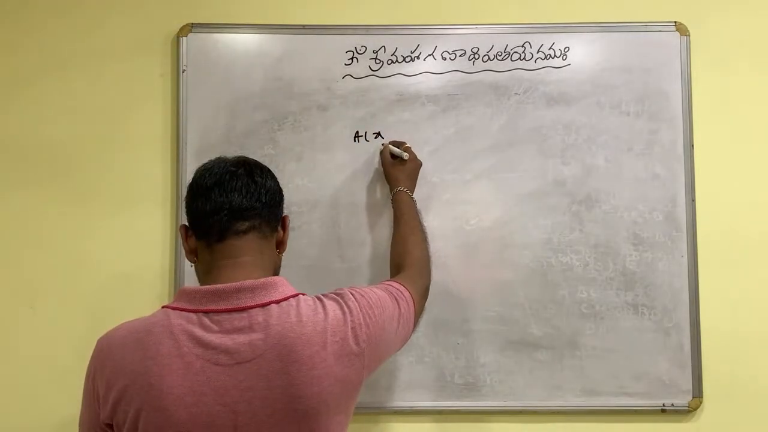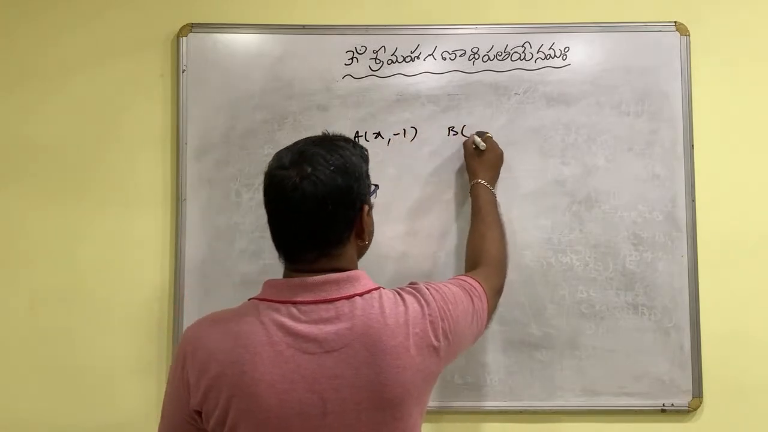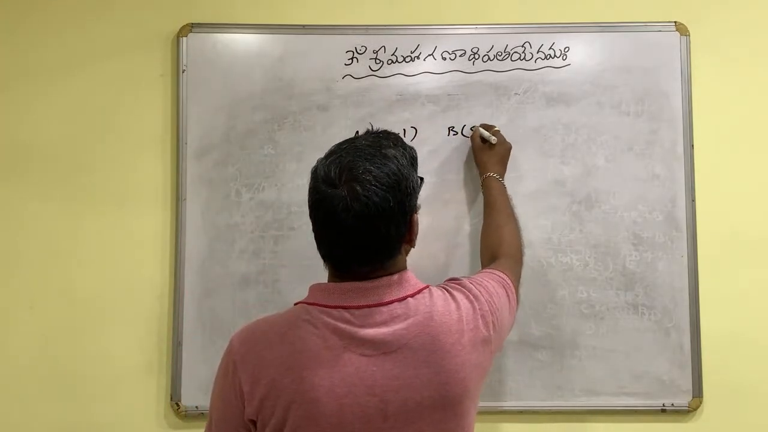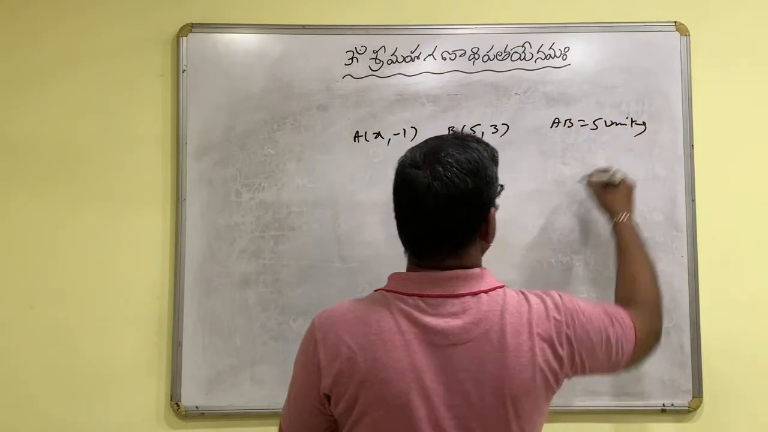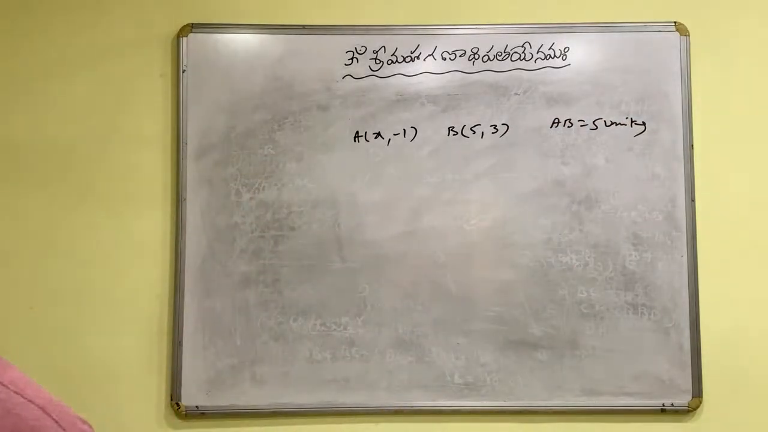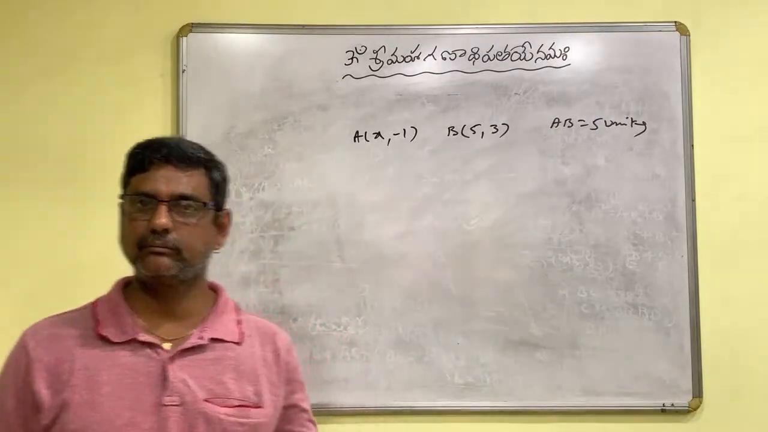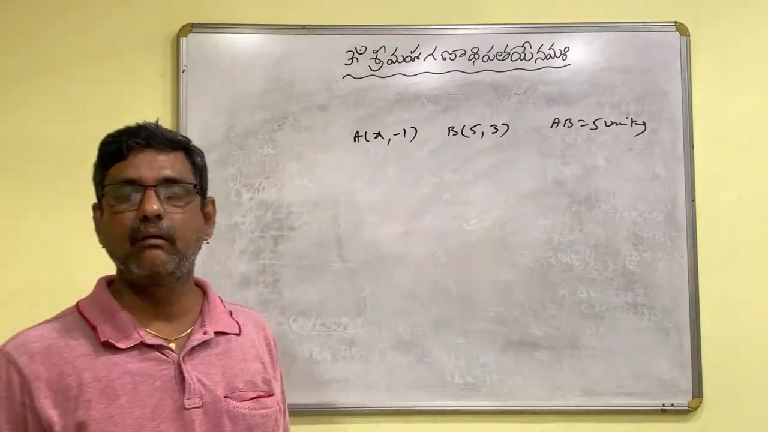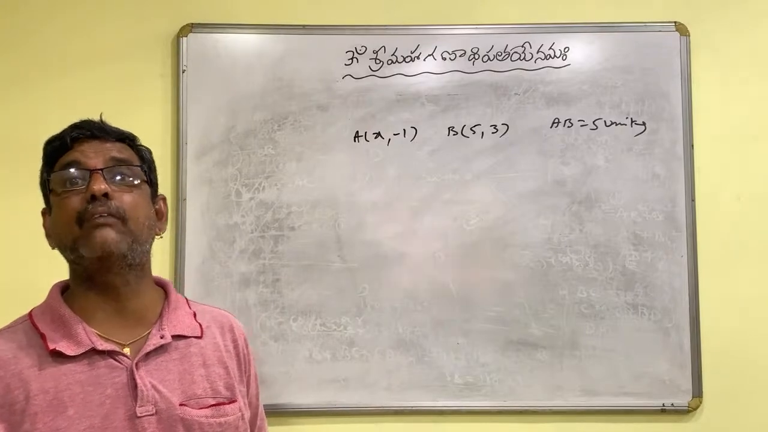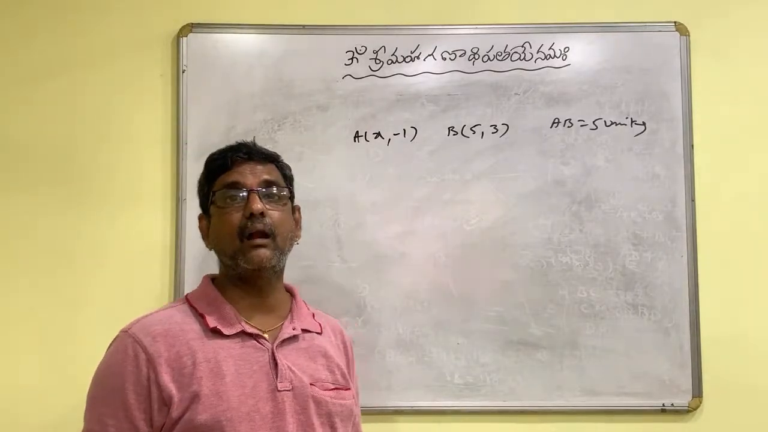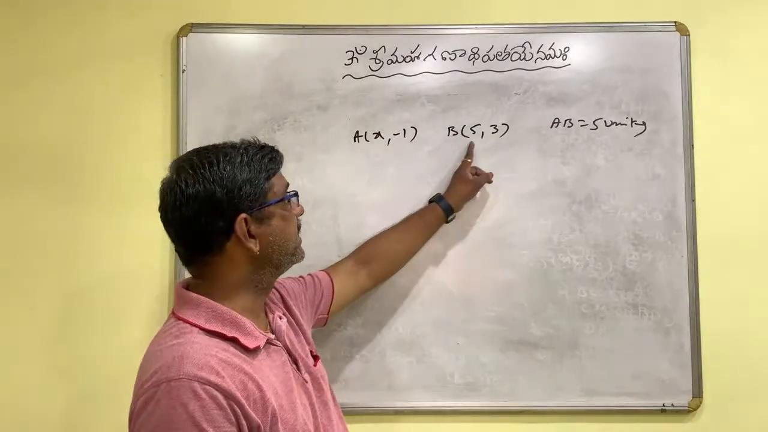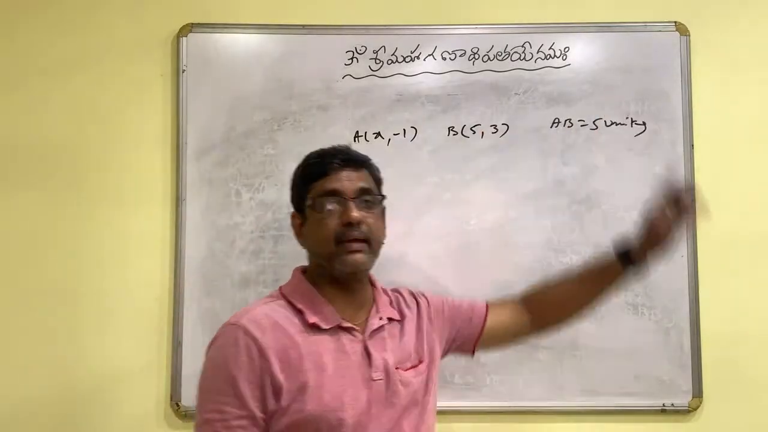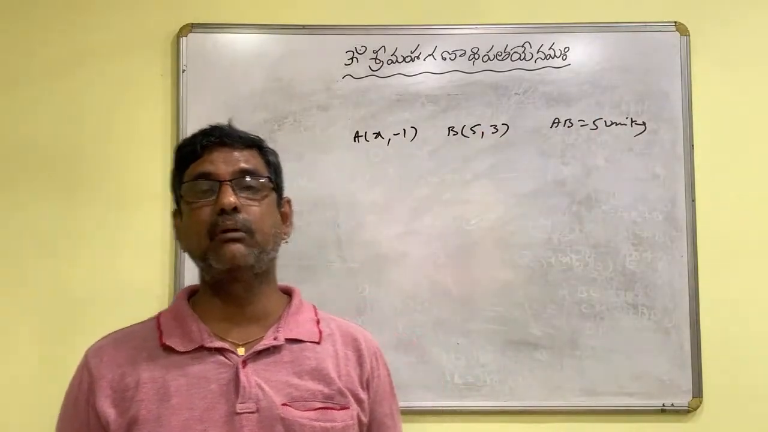A is (x, -1), B is (5, 3), and the distance between A and B is 5 units. Find the value of x. This is one question. Find all possible values of x. If A is x comma minus 1, B is 5 comma 3, and the distance between AB is 5 units, find all the possible values of x.